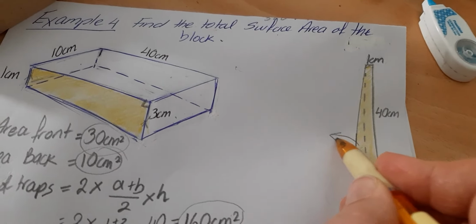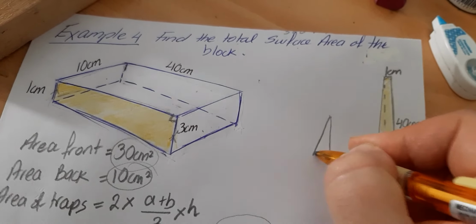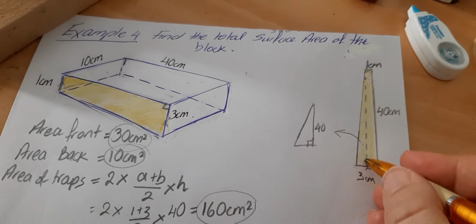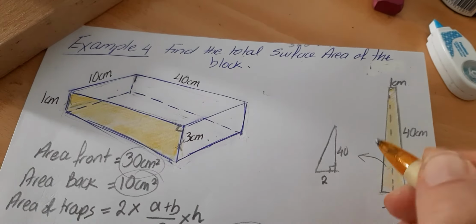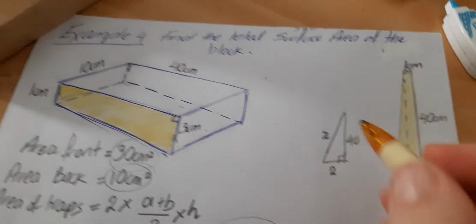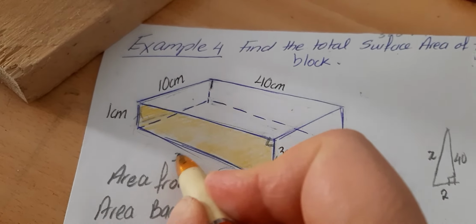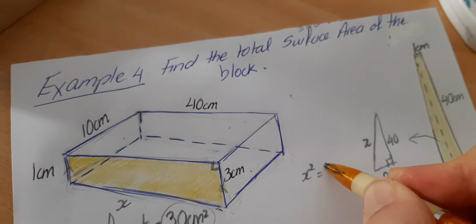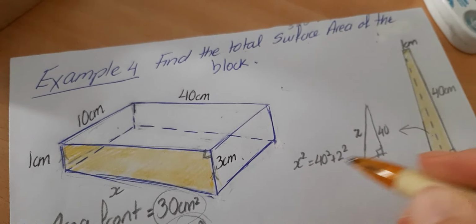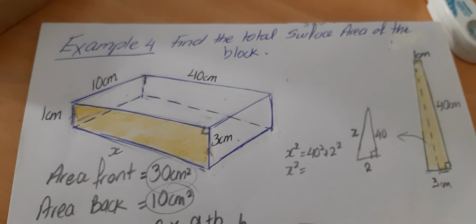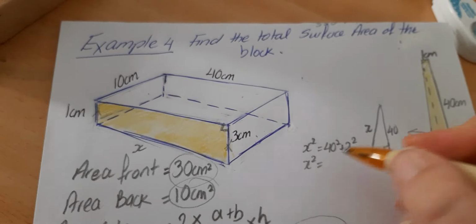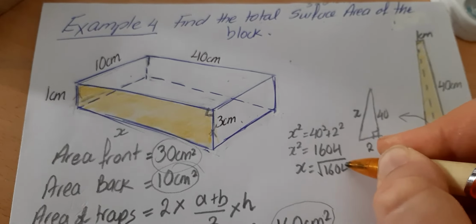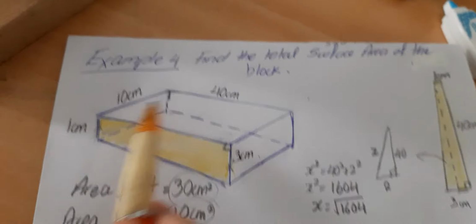So if I take this right angle triangle out here, just so that I can see it a bit, it'll be longer than this, but this will be my 40 height here. This here will be 2 centimeters, and we need to find this slant height, because that x is the same as this down here. So we're using our Pythagoras here. We say x squared equals 40 squared plus 2 squared. So x squared equals 1,600 plus 4, which is 1,604. So x will equal the square root of 1604, which is in fact very close to 40.